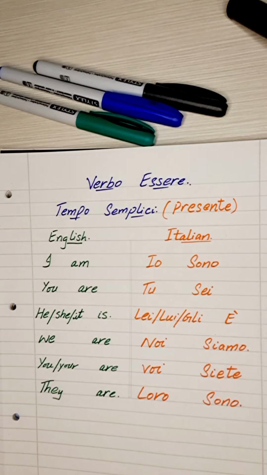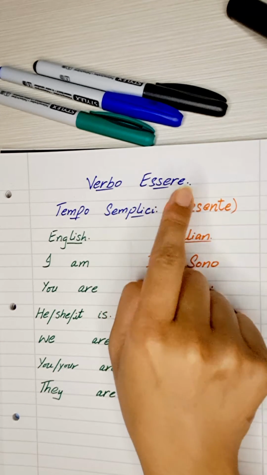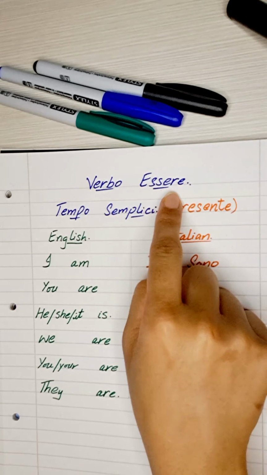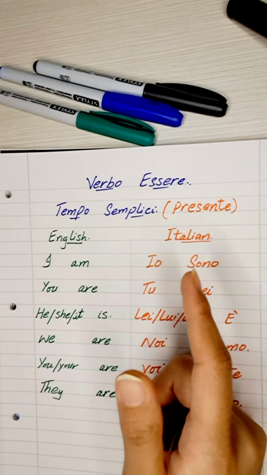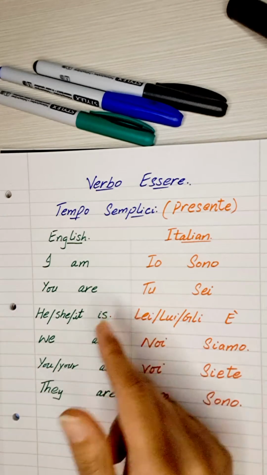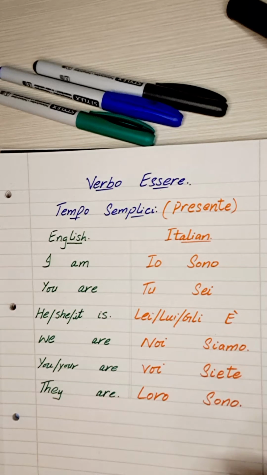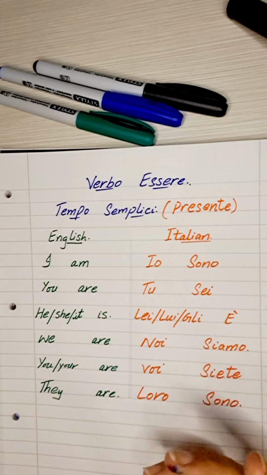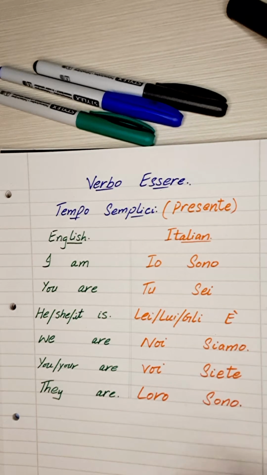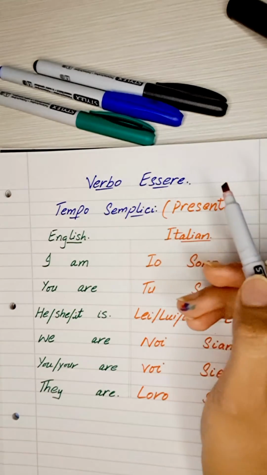Okay. In Italian there are two types of verb, verbo essere and verbo avere. In verbo essere we say, like in English, I am Pakistani, you are Italian, we are Muslim, you are Muslim, like this. But in verbo avere we express possession, like I have an apple. Okay, but today we only learn verbo essere.